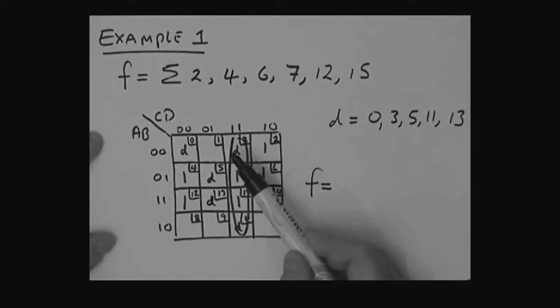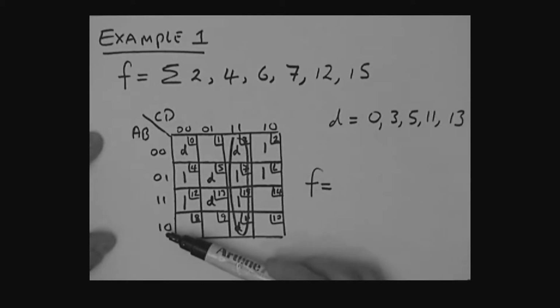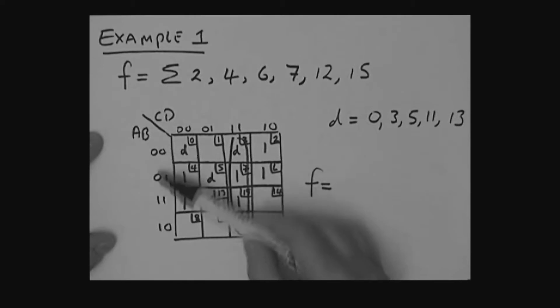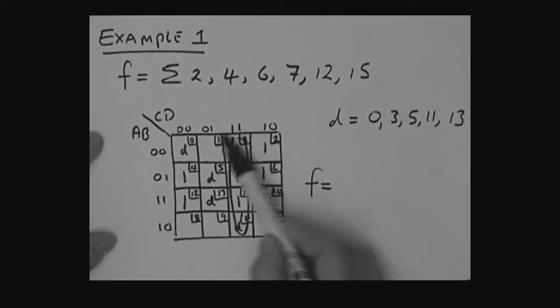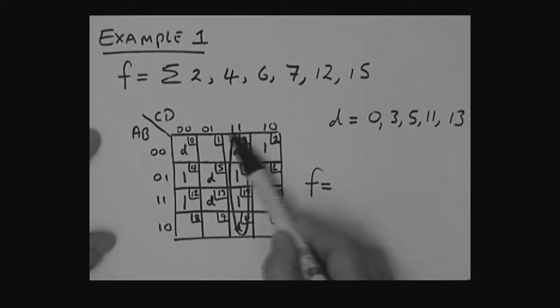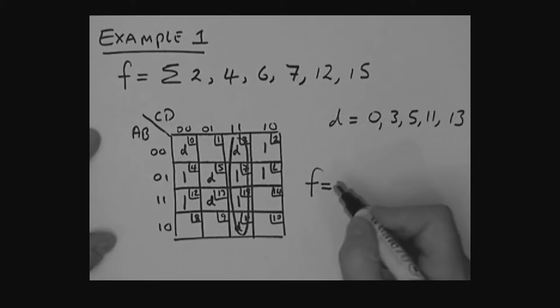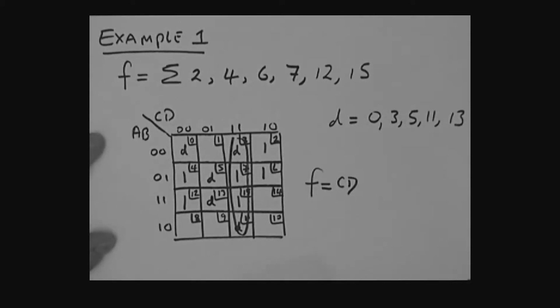All right, now what we're going to do is look, if you like, vertically, and see what variables change. Well, they all change, okay? And then we're going to look horizontally. We're going to see what variables change or don't change. The variables that don't change would be CD. And so therefore the first product term is what? CD.